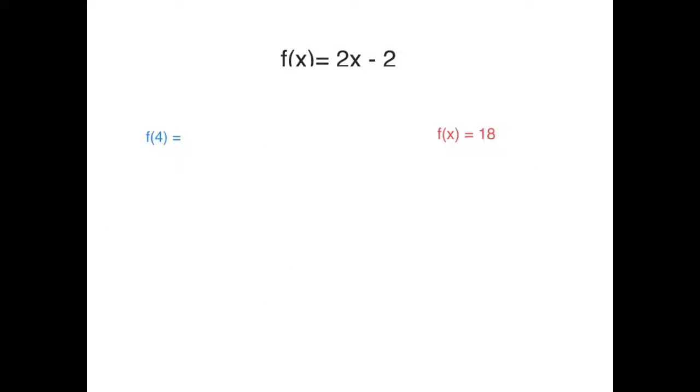In this example, we are being asked to use the function f of x equals 2x minus 2 to find f of 4 and to find the x for which f of x equals 18. So first, I would like to start by clarifying what each one of these means. When I see f of 4, that means that my x value is a 4.